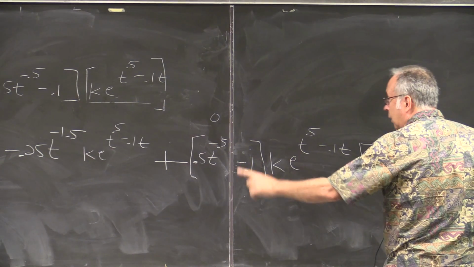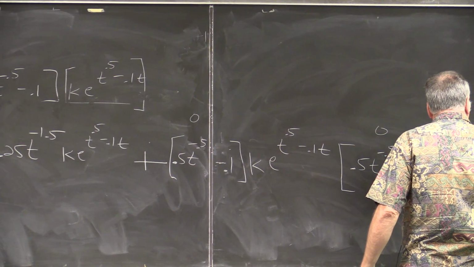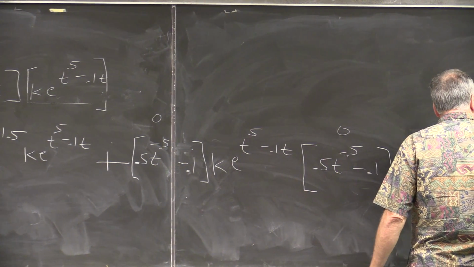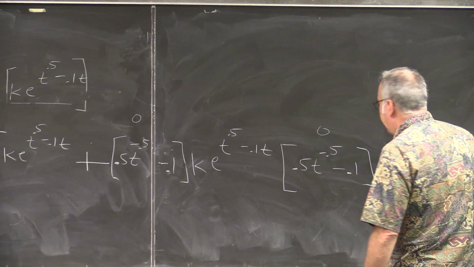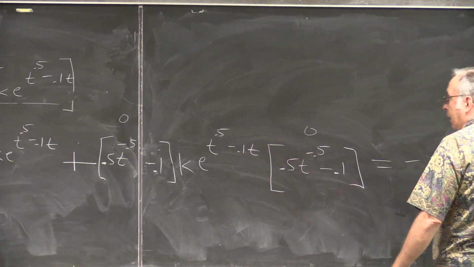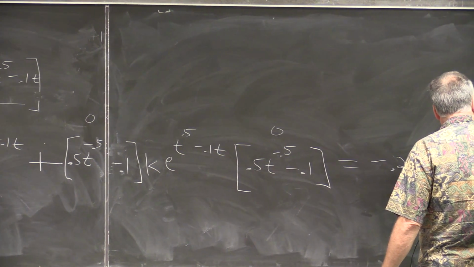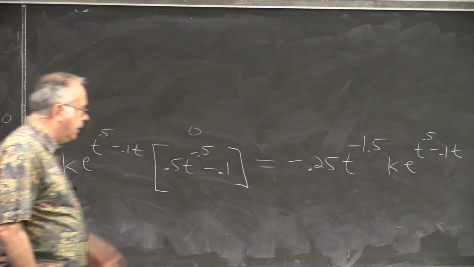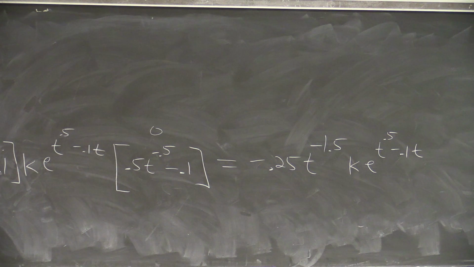Second derivative reduces to minus 0.25 t to the minus 1.5 times this. And that negative sign there guarantees negative. So the second derivative is negative at the critical value of t. So we have a maximum at t equals 25. So if you want to maximize the value of wine, you age it for 25 years.